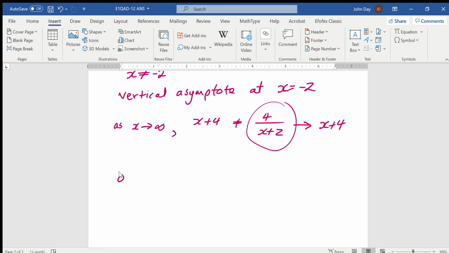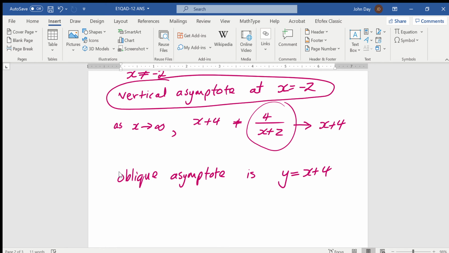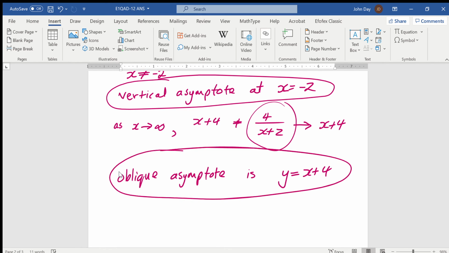So we've got an oblique asymptote, y equals x + 4. So there's our two asymptotes. They're both lines. Normally we have just a vertical and a horizontal one, or a couple of verticals and a horizontal, but we've got an oblique one here, which was easy to find.